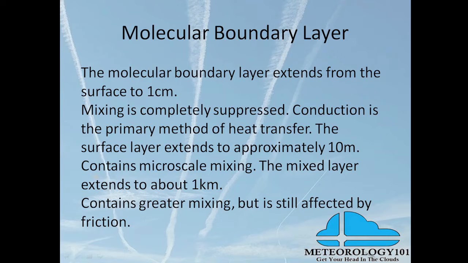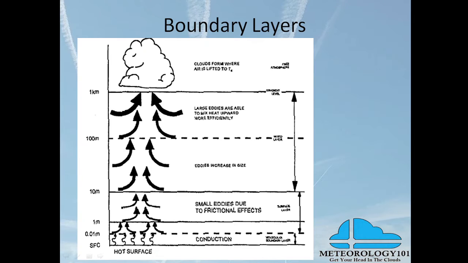The surface layer extends approximately 10 meters, which is about 33 feet. So it doesn't go up very high. The surface layer contains microscale mixing. The mixed layer extends to about 1 kilometer, which is about 3,200 feet, and contains greater mixing, but is still affected by friction.